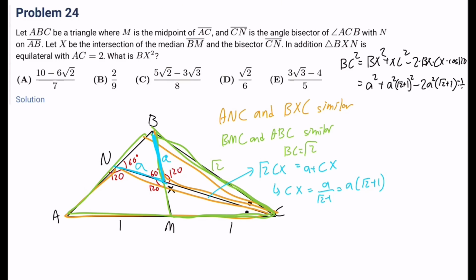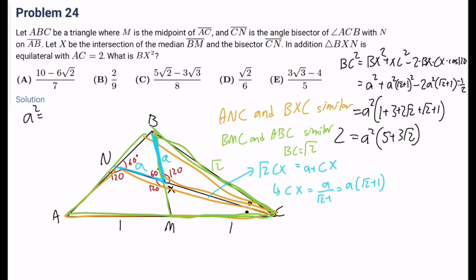the cosine of 120 just gives minus 1 over 2. So this is just equal to A squared times 1 plus this, which is 3 plus 2 root 2, and then plus root 2 plus 1. This is equal to A squared times 5 plus 3 root 2. That's what BC squared is, and BC squared is just root 2 squared, which is 2. So we get that A squared equals 2 over 5 plus 3 root 2, from this equation here. And this simplifies to 10 minus 6 root 2 over 7. So that's our answer for A.